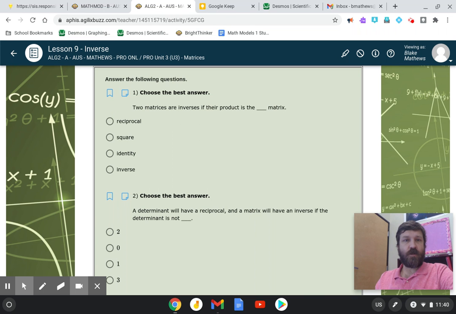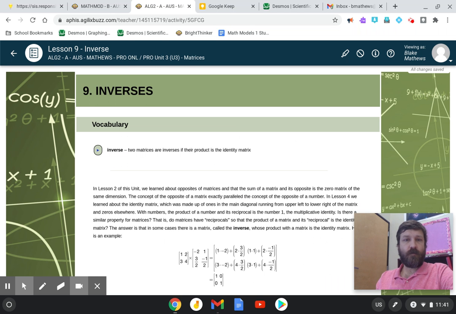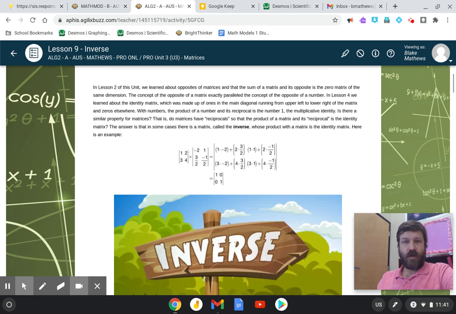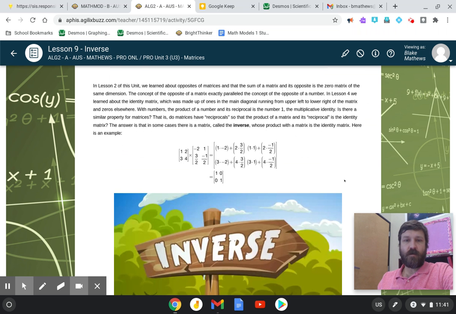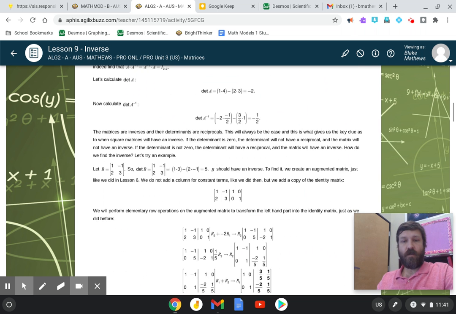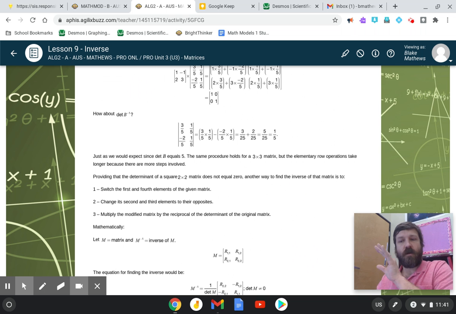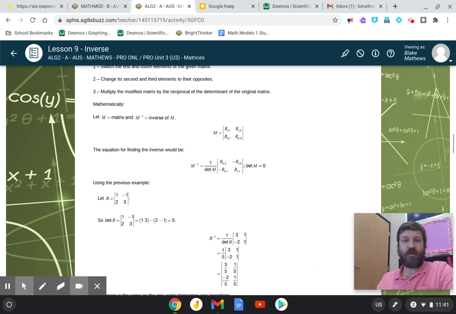All right, this is the Algebra 2 Pro Unit 3 Lesson 9 video over inverses of matrices. So the inverse of a matrix is the matrix that when you multiply a matrix times its inverse, it results in what we call the identity matrix, which we discussed in a previous lesson, but is this matrix 1, 0, 0, 1 for a 2 by 2 matrix. And then 3 by 3 has another value as well. But we're focusing on inverses of 2 by 2 matrices.